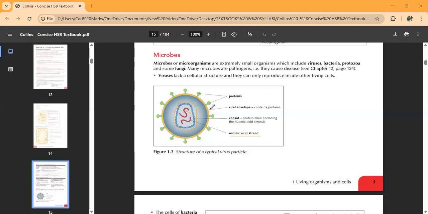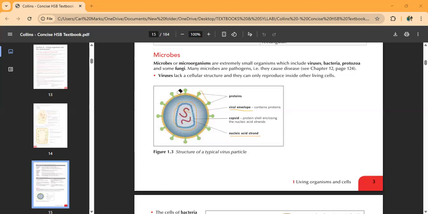Then we come to this creamish layer here, right? The viral envelope. And this contains proteins, and the proteins are colored in green. So this is what a typical virus particle looks like. Very simple structure. Nothing complicated.